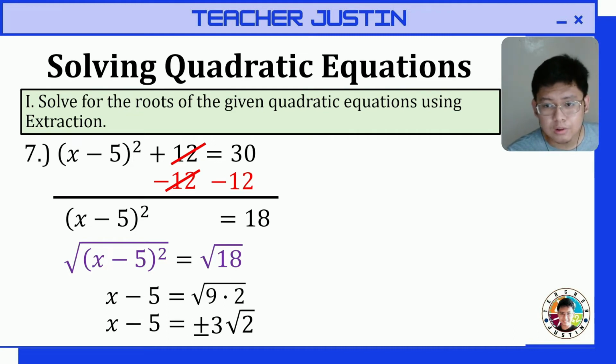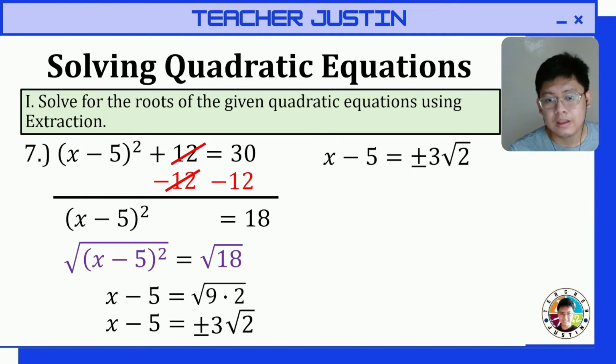Now, take note that since we apply the square root property, we need to get both positive and negative roots of our radical. So, ang lumabas, positive, negative, 3 square root of 2. Now, yung equation natin, we have x minus 5 is equal to positive, negative, 3 square root of 2. Ang susunod nating step is tatanggalin natin si negative 5 sa left side natin. Number opposite negative 5 will be positive 5. And we have to add both sides by 5.